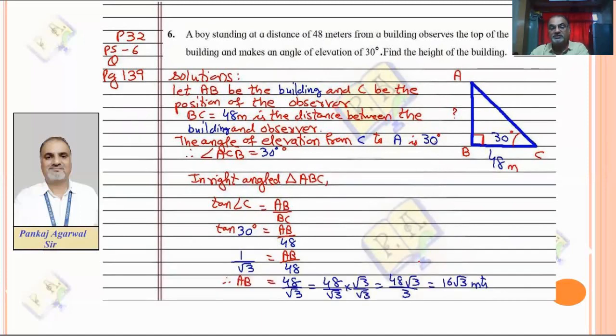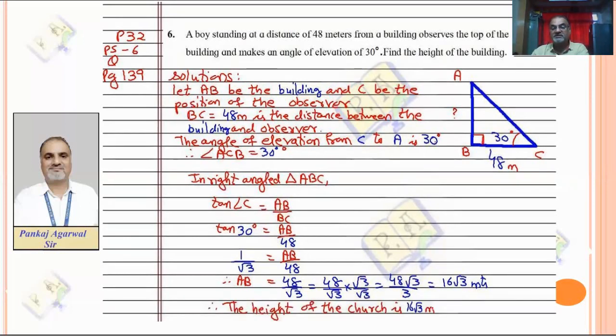Therefore, AB is equal to 48 upon root 3. Now, root 3 in the denominator will not do. Let's multiply and divide by the rationalizing factor. The square root of 3 is square root of 3. So, multiply and divide by square root of 3. Root 3 into root 3 is 3. 48 and 3 got cancelled. We got the answer 16 root 3 meters. In the question, value of root 3 is not provided. Therefore, the height of the building is 16 root 3 meters.